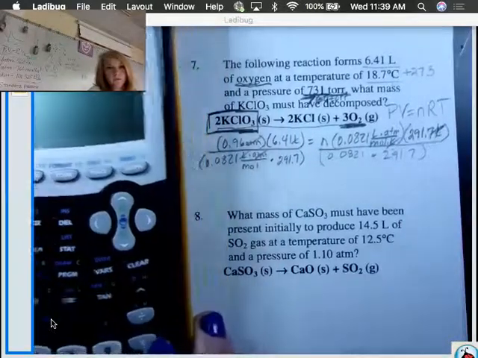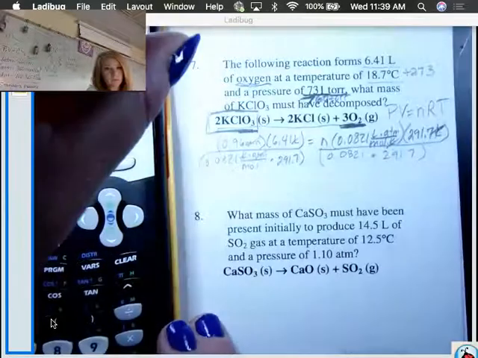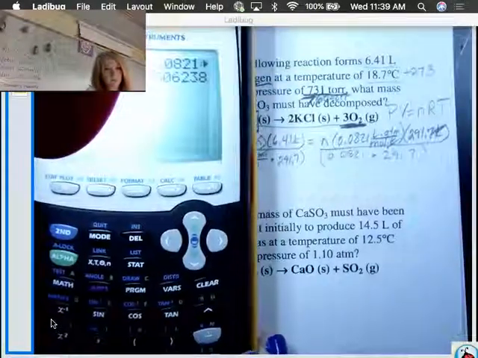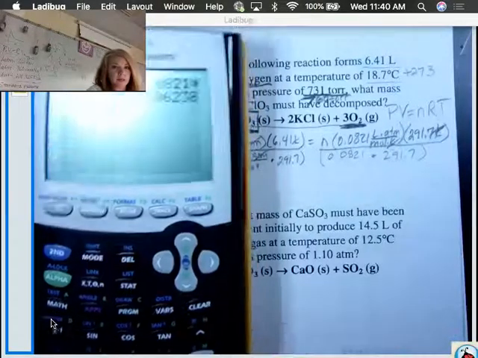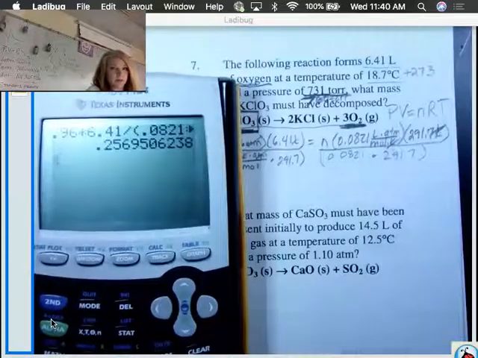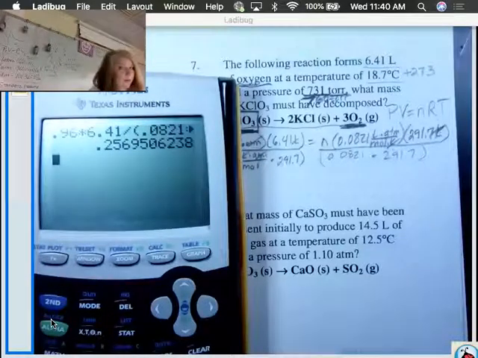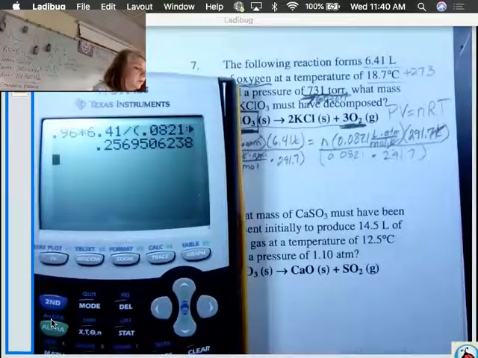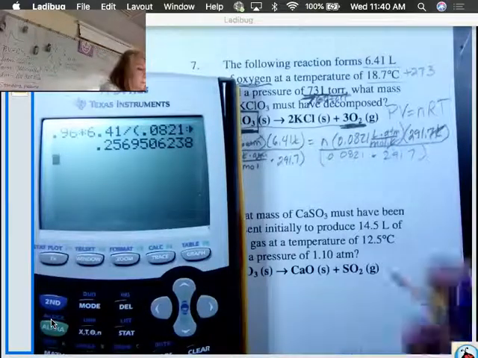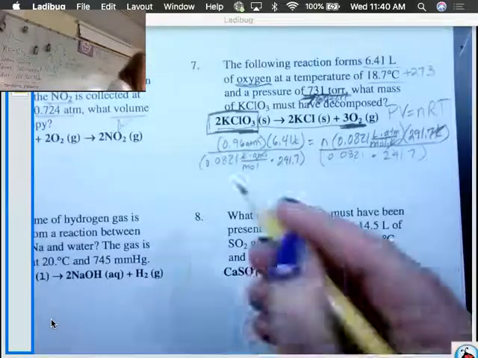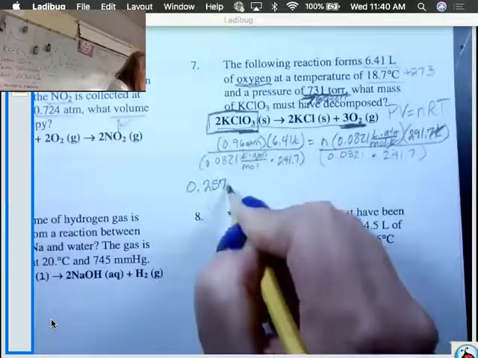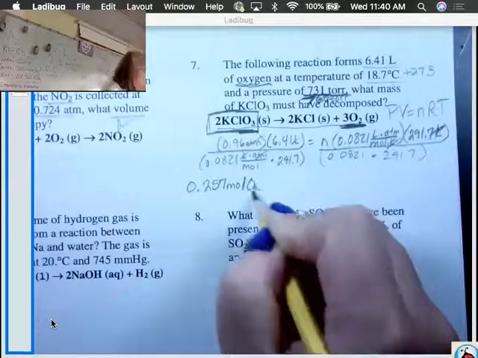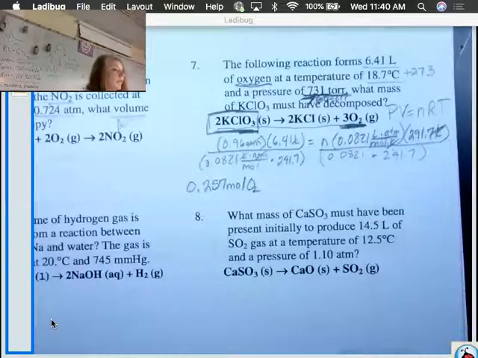Can y'all see that? All right, so did you guys get that answer, if you can see that without the glare? 0.2569, but I got to round at some point. 0.257. Okay, so the number of moles of oxygen, I'm just going to write that down here, 0.257 moles of O2, except they want the mass of KClO3.